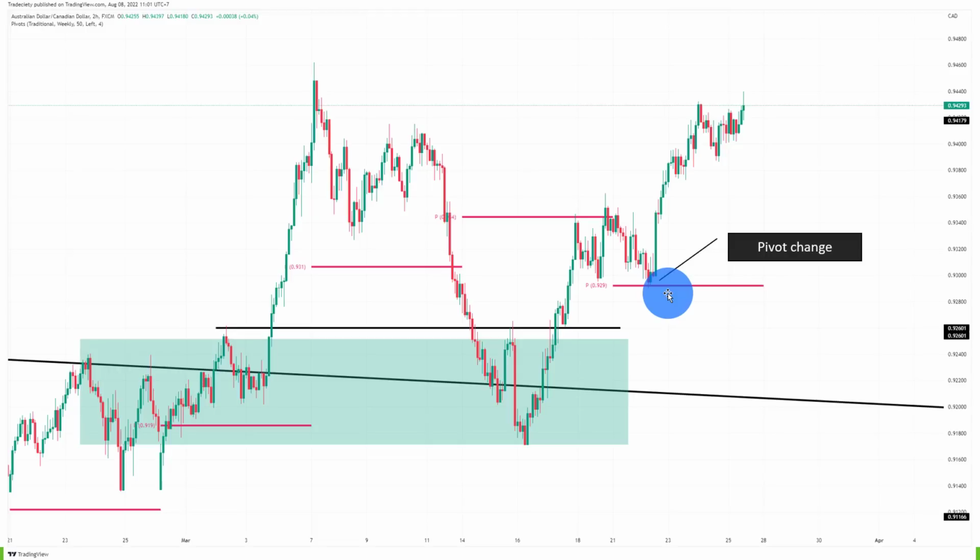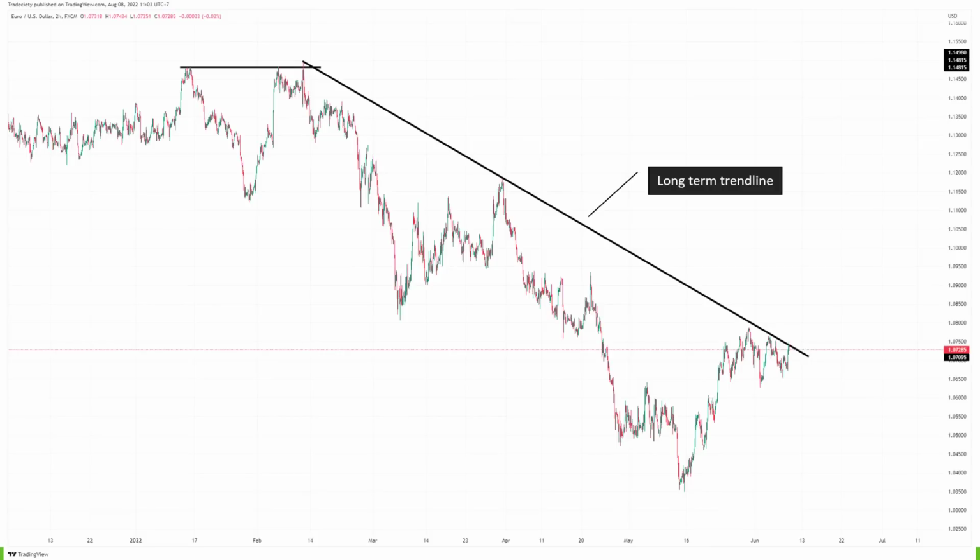I've made many videos in the past about pivots, and the pivot has easily become one of my favorite trading tools. And I would really recommend to study those break and retests because they are really high probability setups. Let's look at a very interesting long-term example.